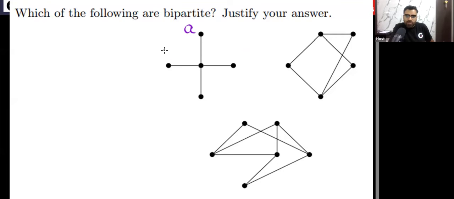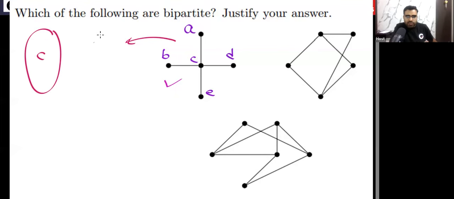Or if you want, you can create the bipartition also. See this graph, in this graph, there is no odd length cycle. There is no cycle at all because there is no odd length cycle. So this is bipartite. Very easily you can see this is bipartite. Now, if you want, you can create the bipartition also. So let me create the bipartition. The bipartition you can create like this.